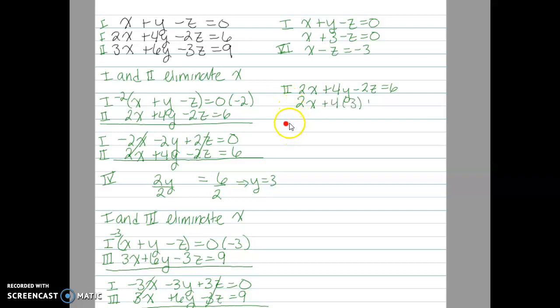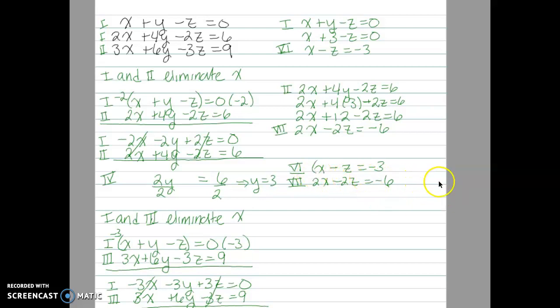I just want to speed this up a little bit so I don't go past my limit. As I plugged in the value for y and simplified, I have a new equation, 2x minus 2z equals negative 6. Now I'm taking equations 6 and 7 and matching them up. Now I have to multiply the sixth equation by negative 2 so that the x cancels. Let me do that here, show you what that looks like.